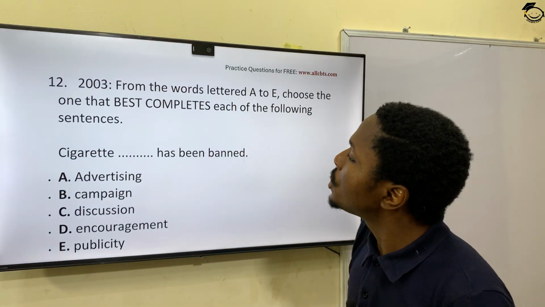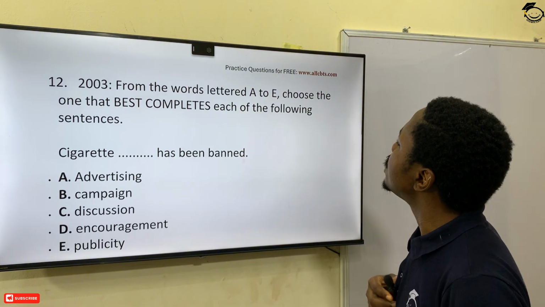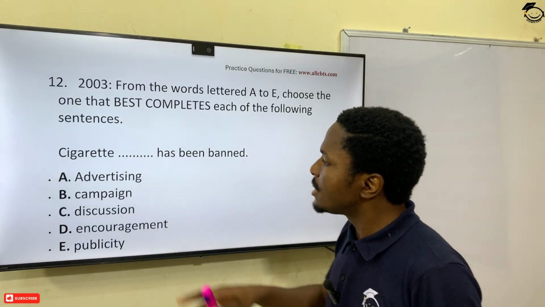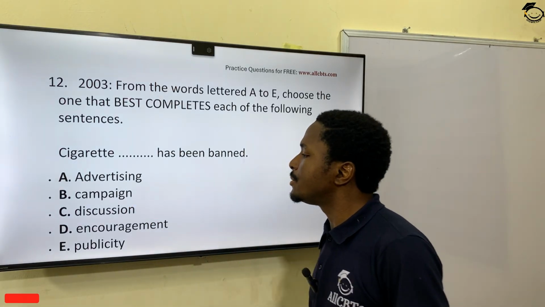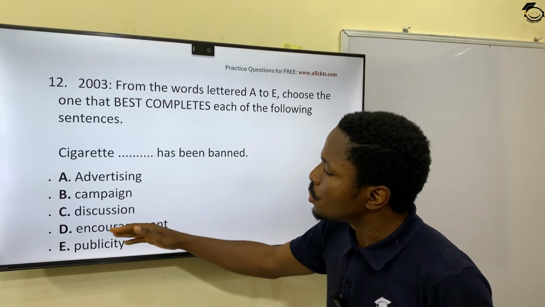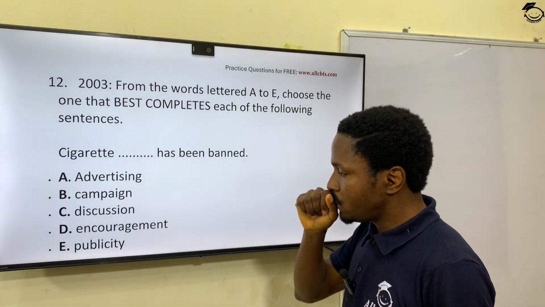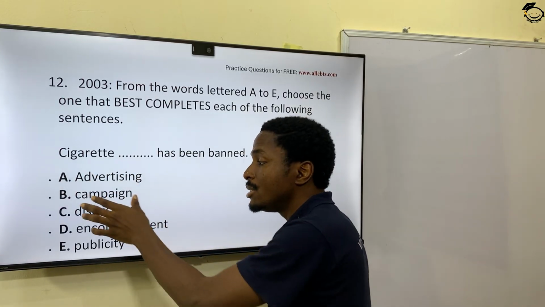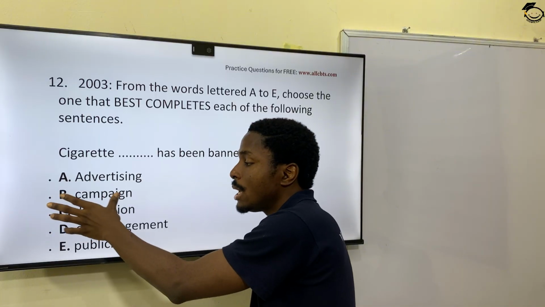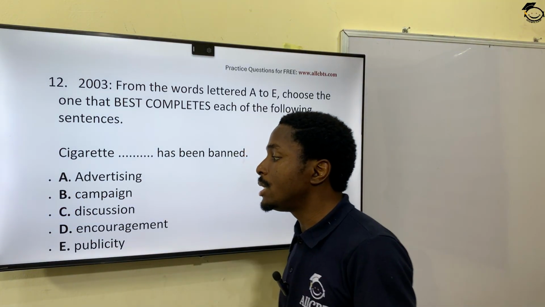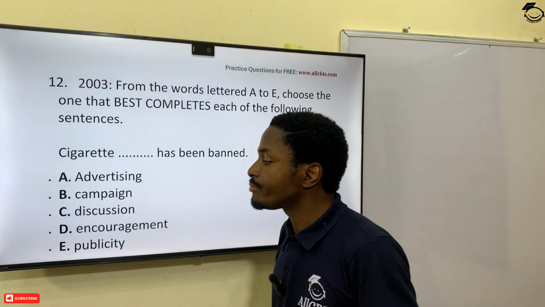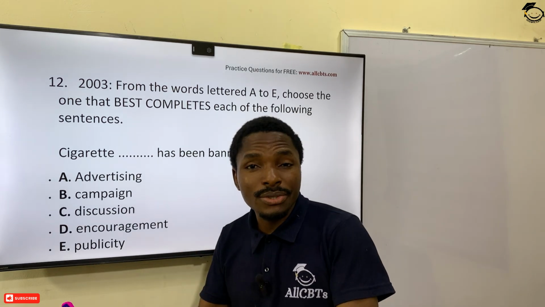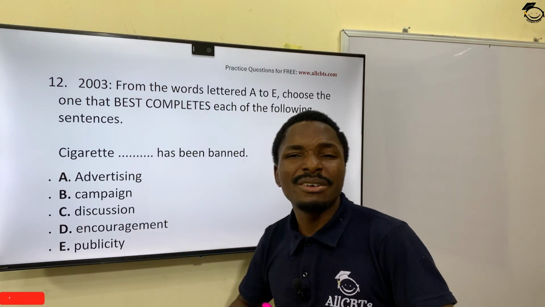And then 12, 2003. From the words letter A to E, choose the one that best completes each of the following sentences. Cigarette dash been banned. Which of these would best complete this? Is it cigarette advertising has been banned? Cigarette campaign. Campaign is used mostly in elections, it's used mostly for a right cause. Okay, you use campaign for a right cause.